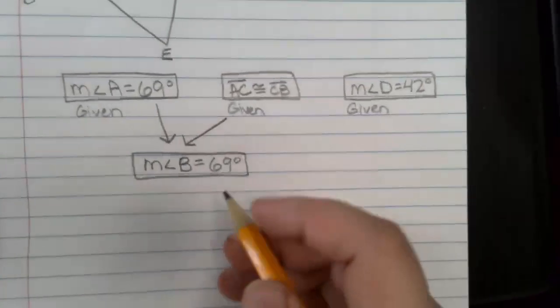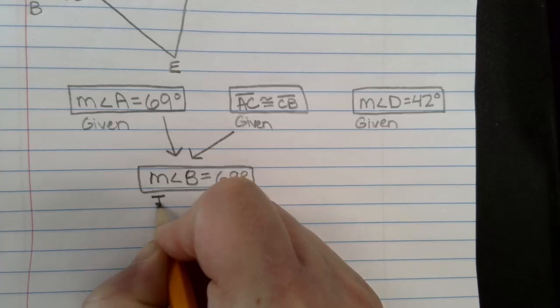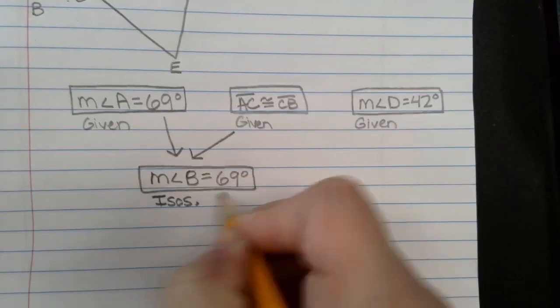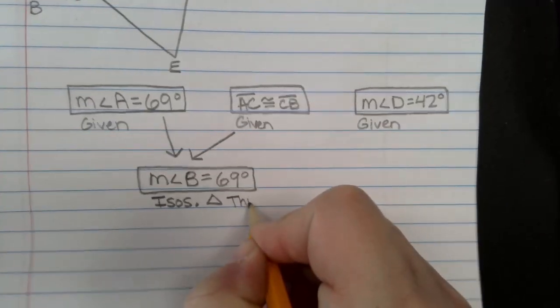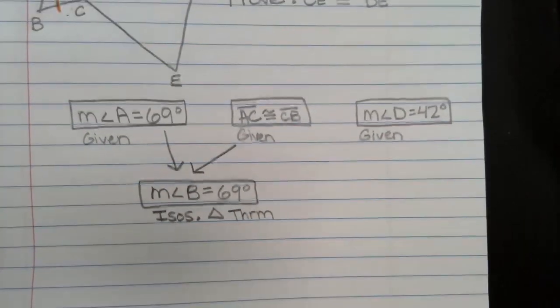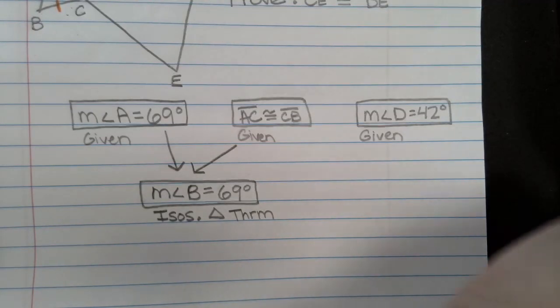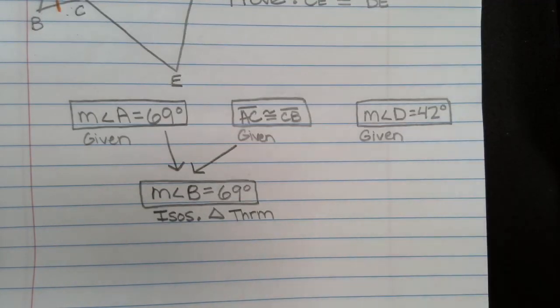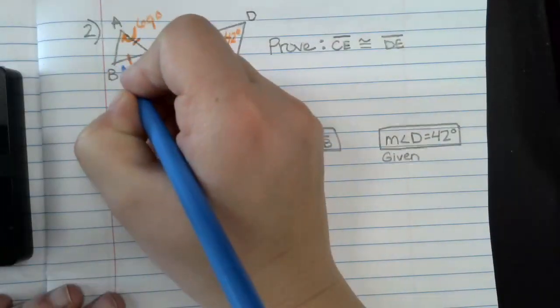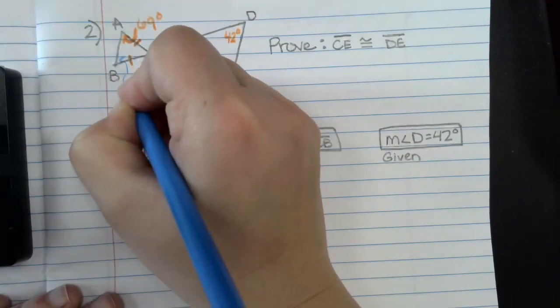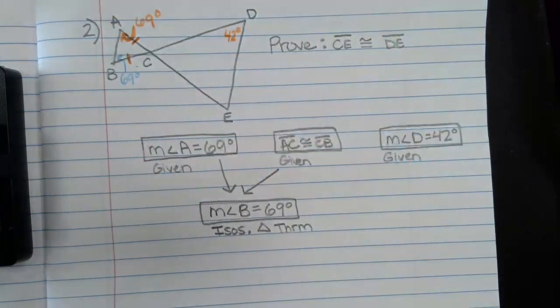So underneath this, I'm going to just write I-S-O-S for Isosceles triangle theorem. All right, if I go back to my picture, angle B is now 69 degrees. So what can I find after that?